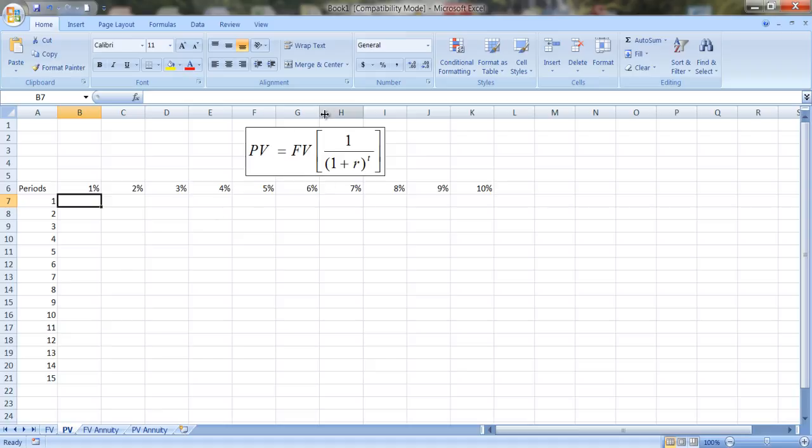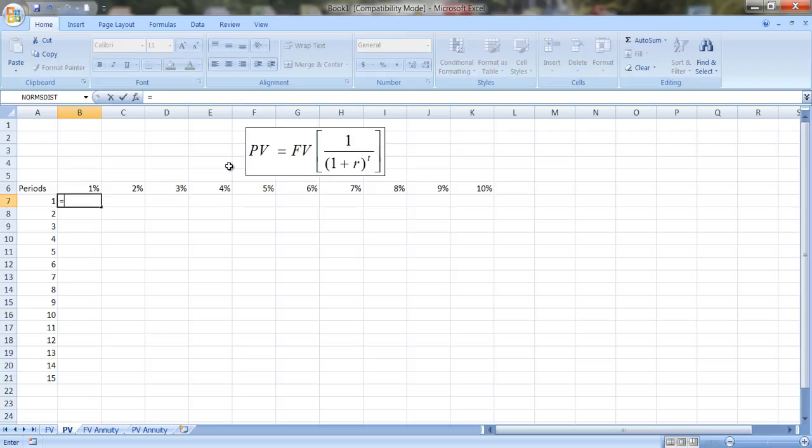Okay, let's do the present value factor. Again, same concept. Sometimes you see present value written as future value over 1 plus r to the t-th power. I've moved the future value out to the side so that you can see that, again, this factor is independent of the future value. And so if we know this factor, we can multiply it by any future value to get the present value.